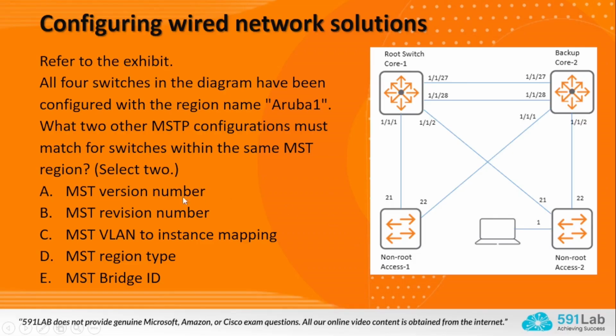So answers: MST version number. Actually, I have not configured any version number. MST revision number. Yes, I have configured revision as 1. So B is correct because I have configured the same revision number in all these switches. MST VLAN to instance mapping. Yes, that is also correct because I have configured the same VLAN to instance mapping.